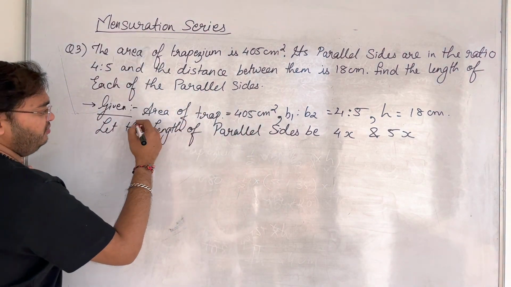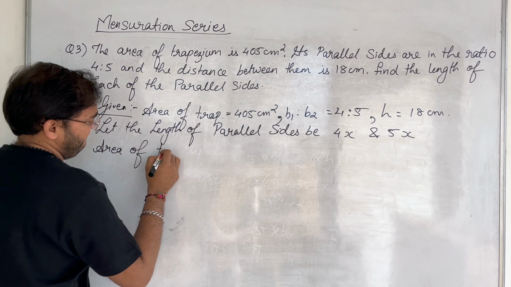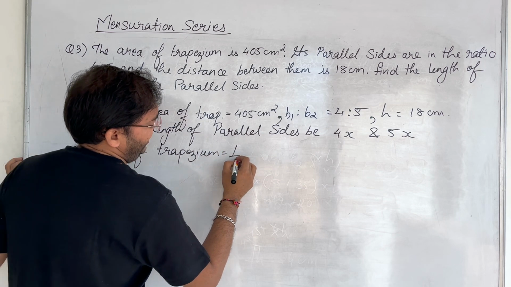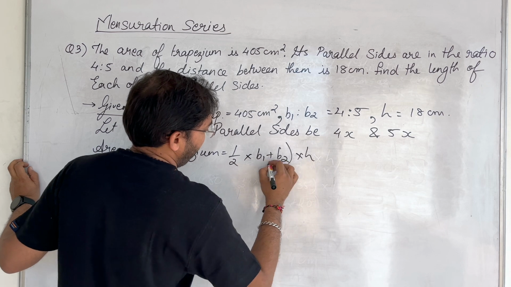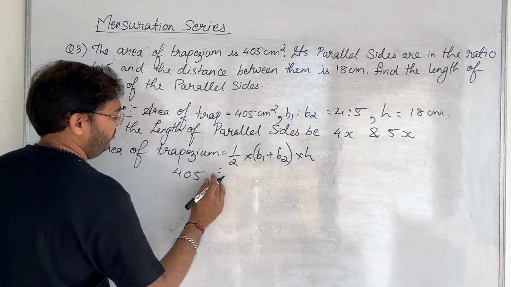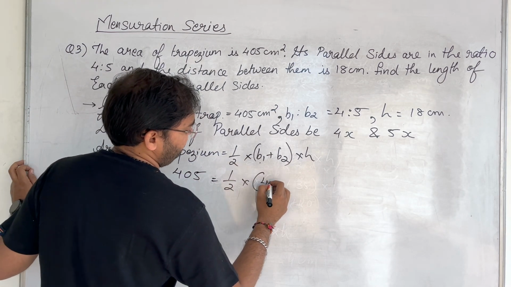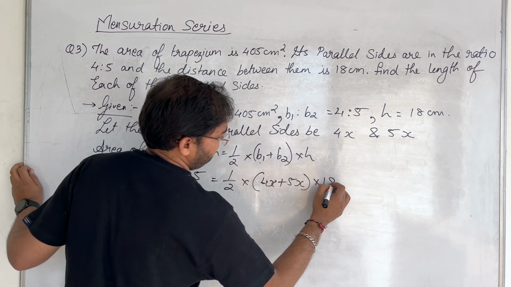So now from the given data, let's start solving. That is the area of trapezium, which is equal to half into base 1 plus base 2 into height. Area of trapezium is also known to us, that is 405 equals half into base 1 is 4x plus base 2 is 5x into height is 18.